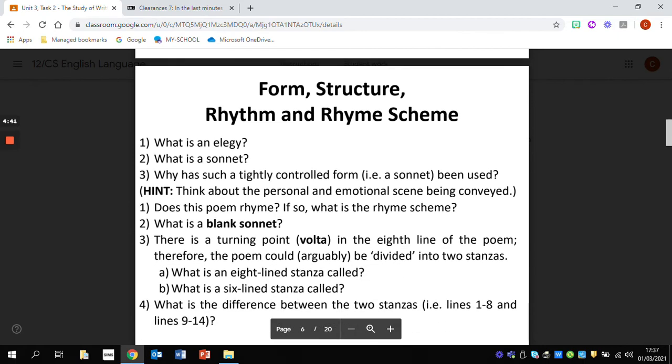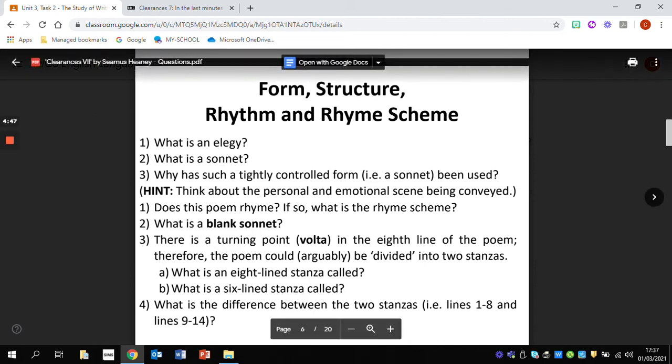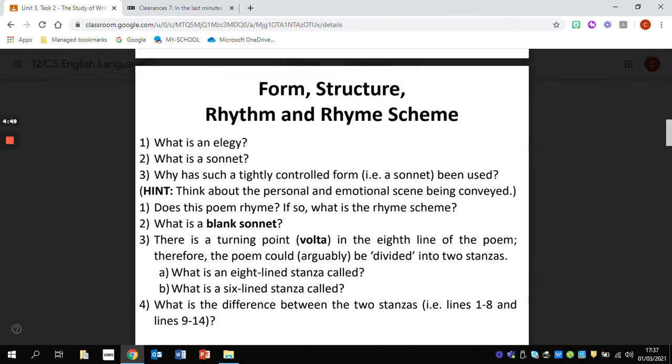Thinking of form, structure, rhythm and rhyme. I'm not going to go into this in a lot of detail because I want you to do a little bit of work yourself. So what is an elegy? Already talked about. What is a sonnet? Already talked about. Why such a tightly controlled form? Have a think of what a sonnet is. A sonnet is 14 lines, and when you look at my video of the annotations, I talk about octet and sestet.